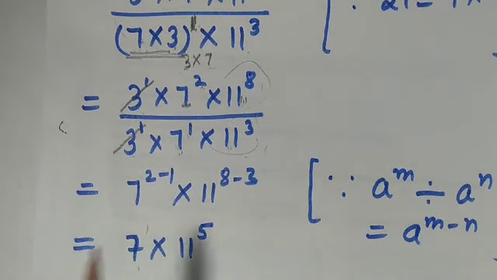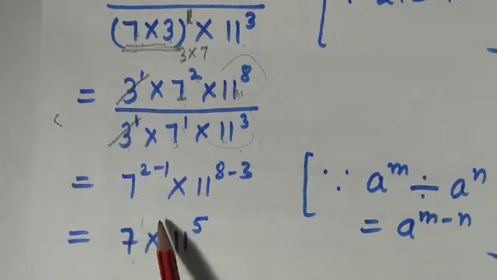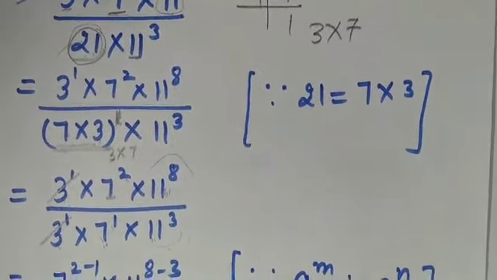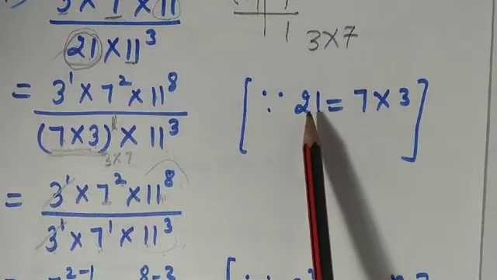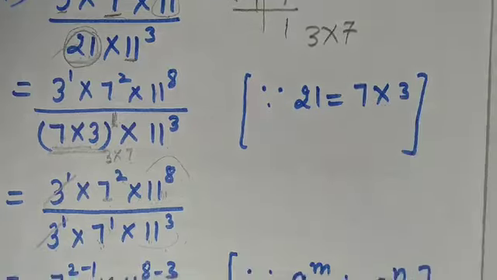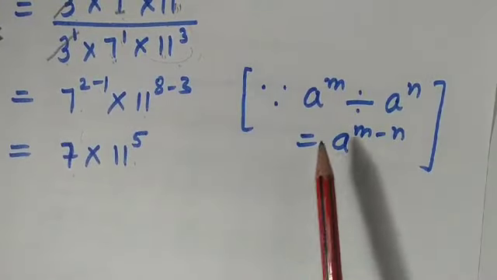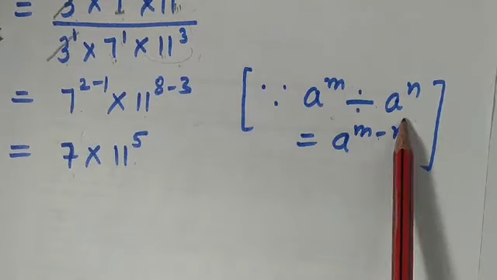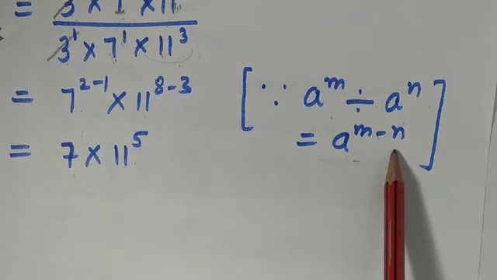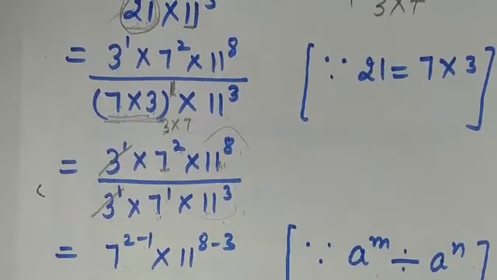Either you write it or not, that is correct. If you write 1, that is also correct. If you do not write it, it is understood that it is 1. And 11 raised to the power 5. We have applied two steps here. First, I have expressed 21 as the product of primes, that is 7 into 3. And then I have applied this law of exponents, that a raised to the power m divided by a raised to the power n is equal to a raised to the power m minus n. So this is your part 4.